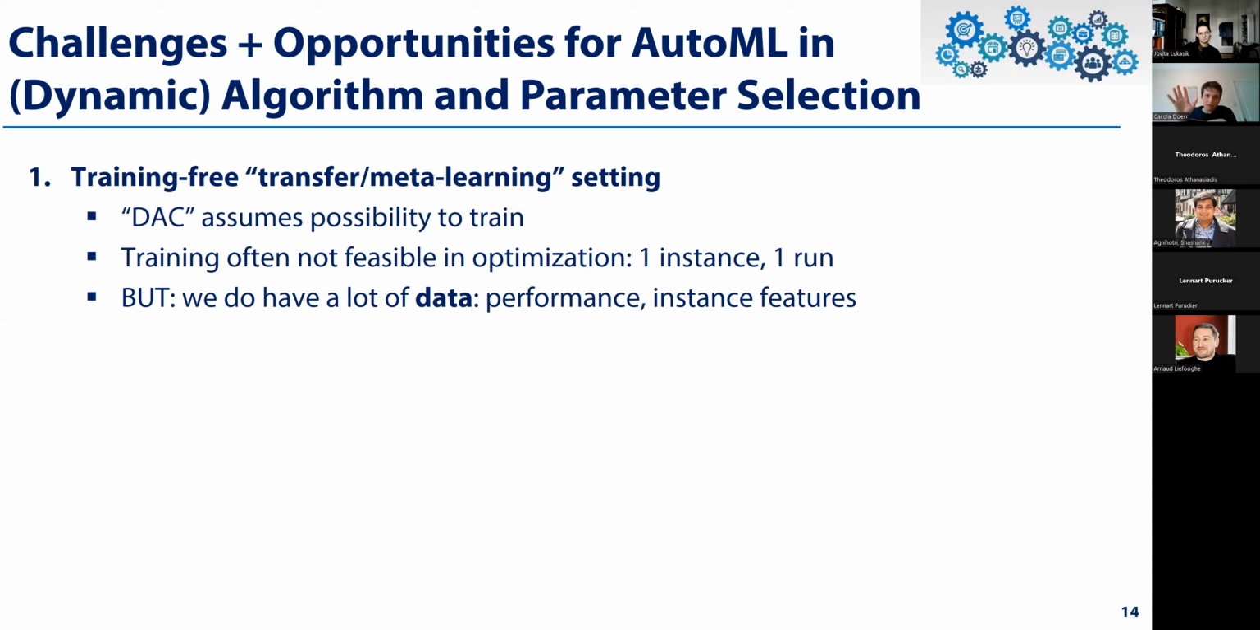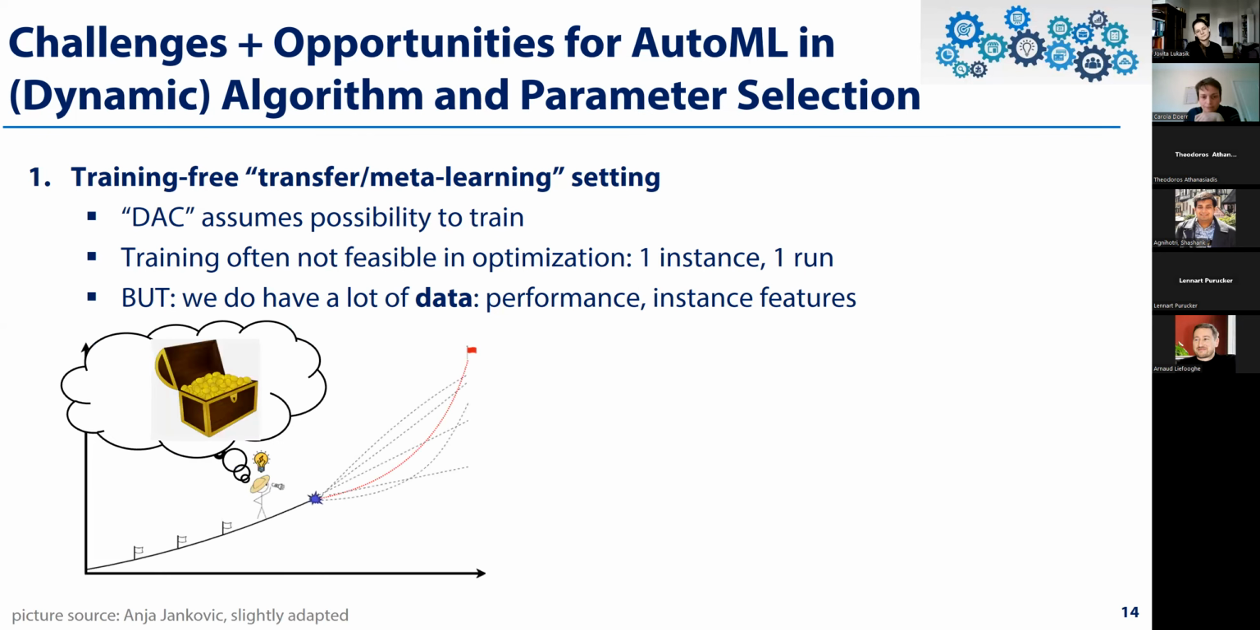In the optimization case, we are essentially ignoring all this benchmarking data that we have, and each and every time we run an algorithm, we let the algorithm configure itself while running, without really looking into the benchmark data.